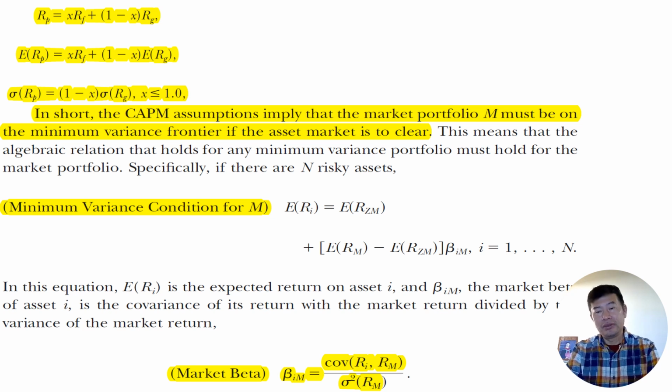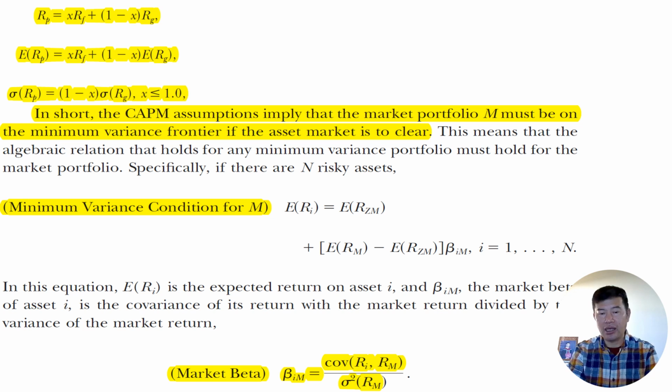And at the end we got this, the minimum variance condition for M. M is the market risk, the expected return of the market. This is the expected return of asset i, where i means an individual asset, equal to the expected return of Z, meaning the zero-risk asset in the market, plus the expected return of the market minus the expected return of the zero-risk asset, multiplied by beta iM, the coefficient between the return of the individual asset and the market return. This is the relation between the individual asset's return and the market return.